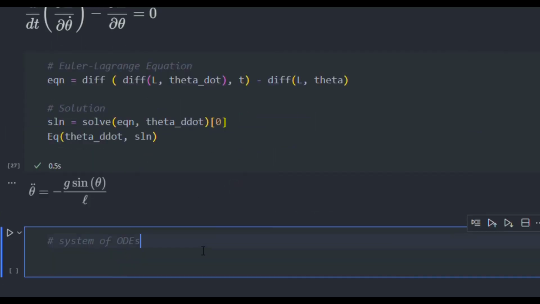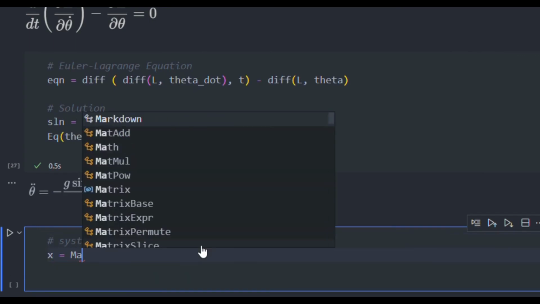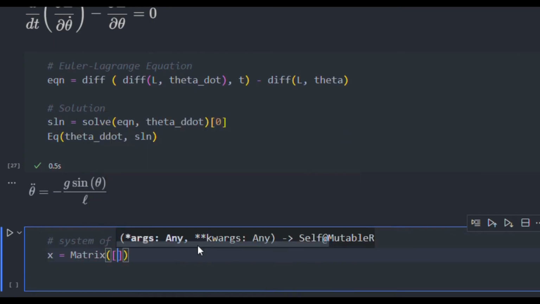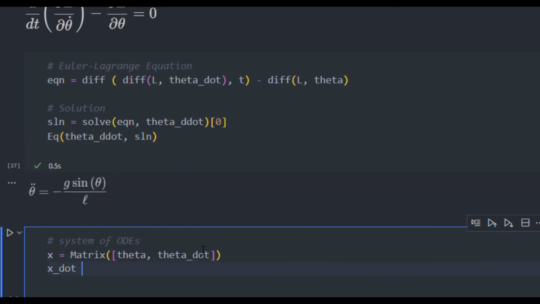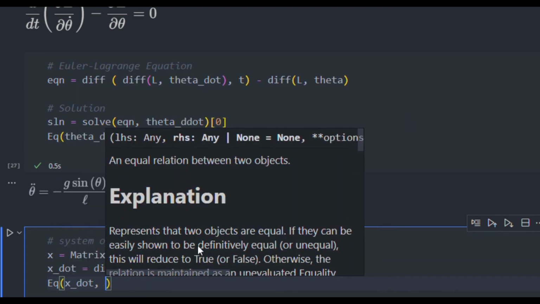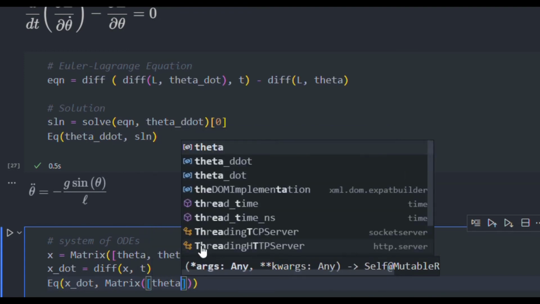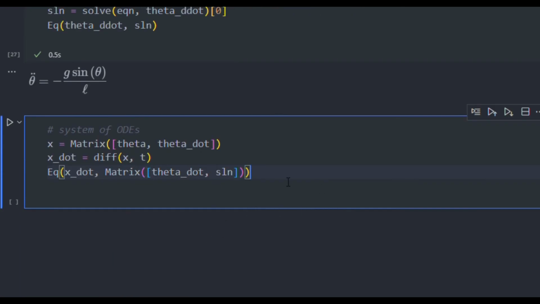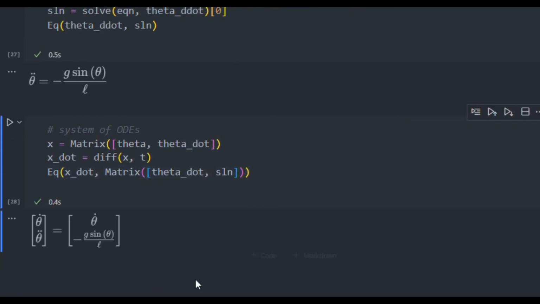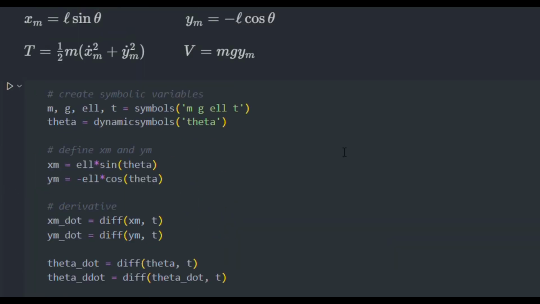Okay, last thing we're going to do is write this as a system of ODEs. So let's define our state variable x to be theta comma theta dot. Then x dot is going to be the derivative with respect to t. And then we can write x dot equals this matrix. It's going to be theta dot on top and the solution on the bottom. So running that, we see our system of ODEs. So this system of ODEs is important because we're going to give this to Python in the next video to simulate our system.